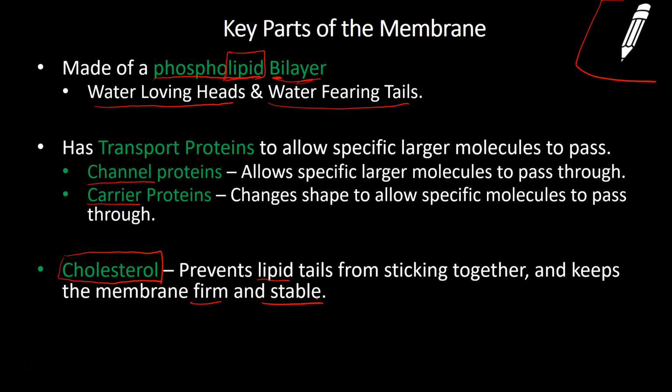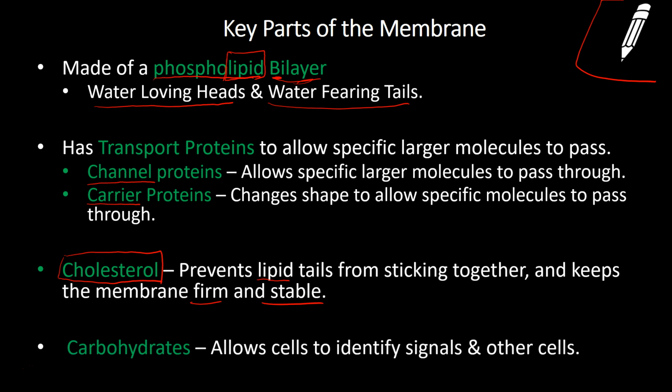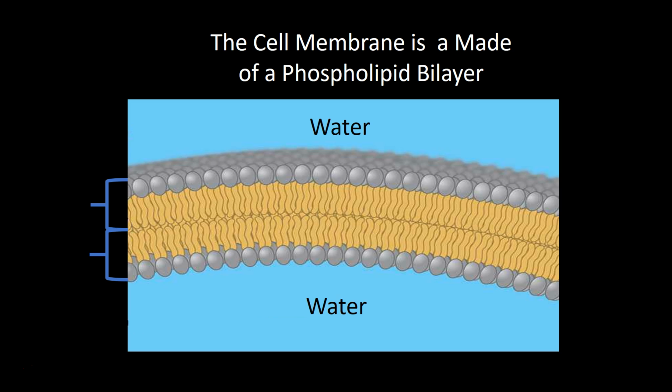Now, what's the problem with people with high cholesterol? Well, that actually makes the cell membrane a little bit too firm and too stable, and then that could cause complications. And the last thing is there's actually some special carbohydrates that are attached on the cell membrane, and they're little name tags. It allows your cell to identify other cells, basically just saying, hey, this neighboring cell is one of us. So let's go ahead and look into this a little more.